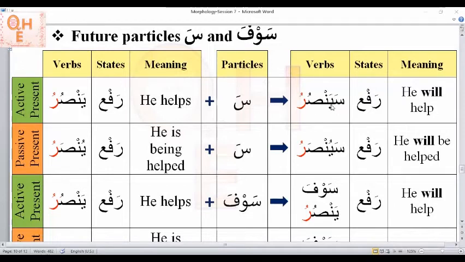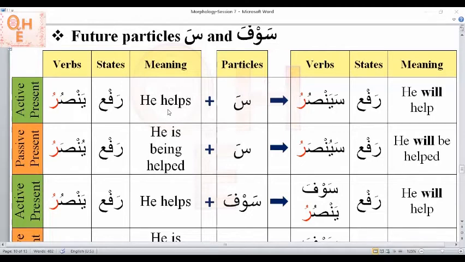When it comes with the verb, it becomes attached. Sayansuru. There is no change in state because the ending condition is exactly the same. Only it will change the meaning to future tense. He helps becomes he will help.